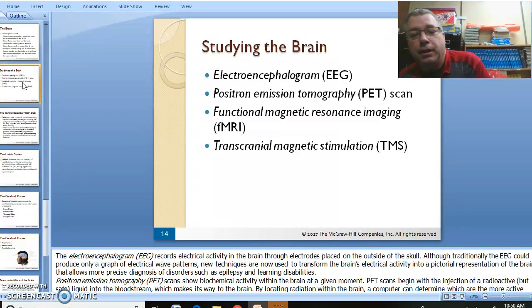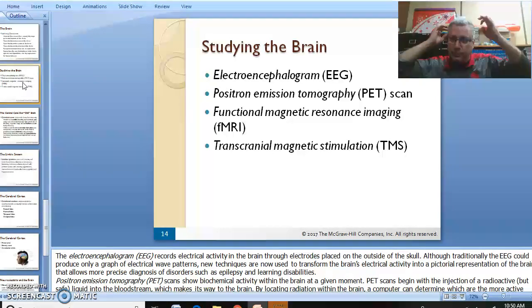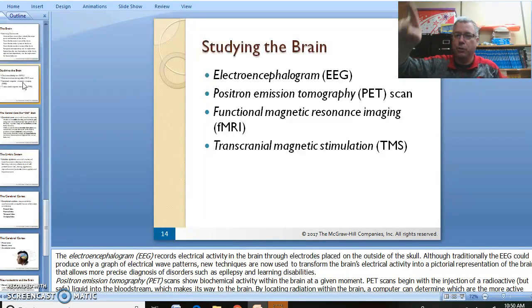All right, so how do we study the brain? Well, there's the electroencephalogram, which is a bunch of electrodes all over the head. They usually put a little glue there, and you wear it like a cap. What it does is record electrical activity inside the brain. So if one part of the brain is more active than other parts, it would show more electrical activity, and it would show it in graphs going up and down.